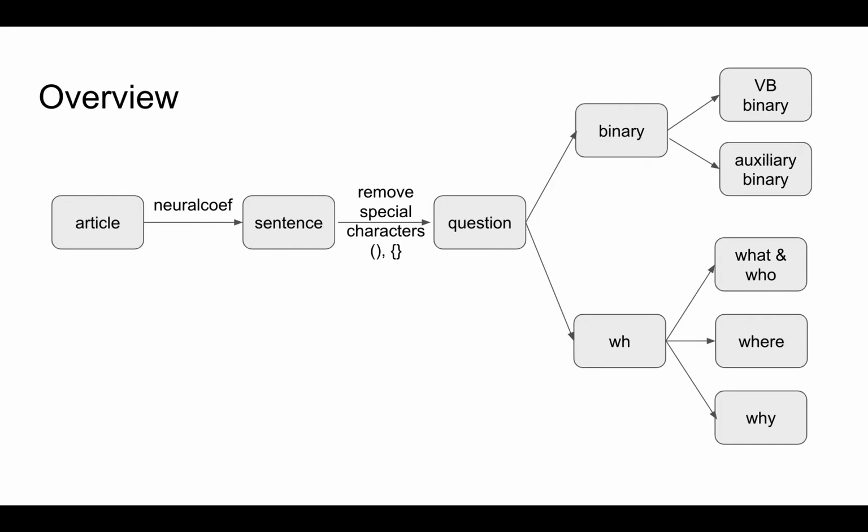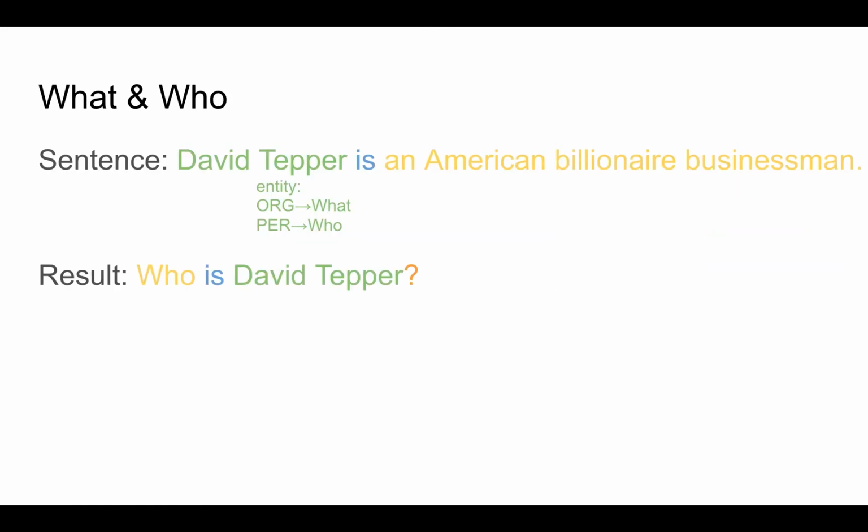Now for WH questions, we broke it down into 3 categories. We'll explain how what and who questions are generated first. We find subjects and the root verb of the sentence. Then we detect if an entity tag exists in the sentence. And for tags such as ORG, for organization, we ask a what question. If the tag is PER, for person, we raise a who question.